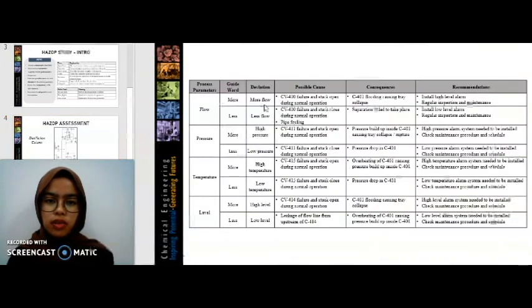So for the deviation identified for each process parameter, what are all the possible causes? What will be the consequences? What will be the safeguards? And what are the recommendations?